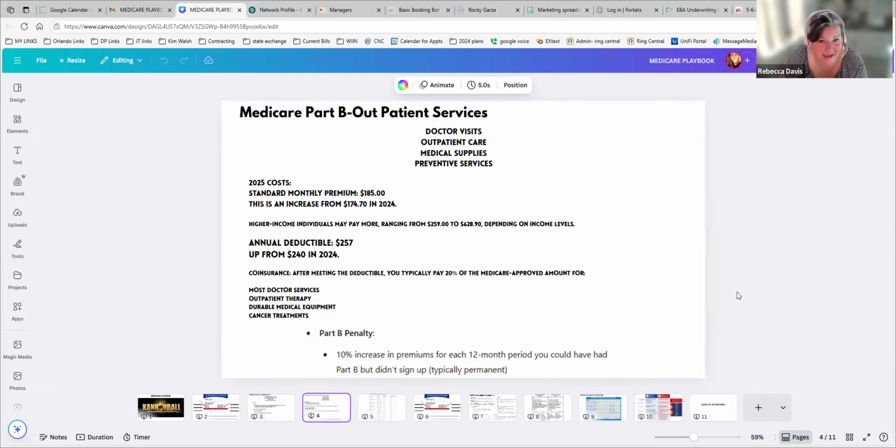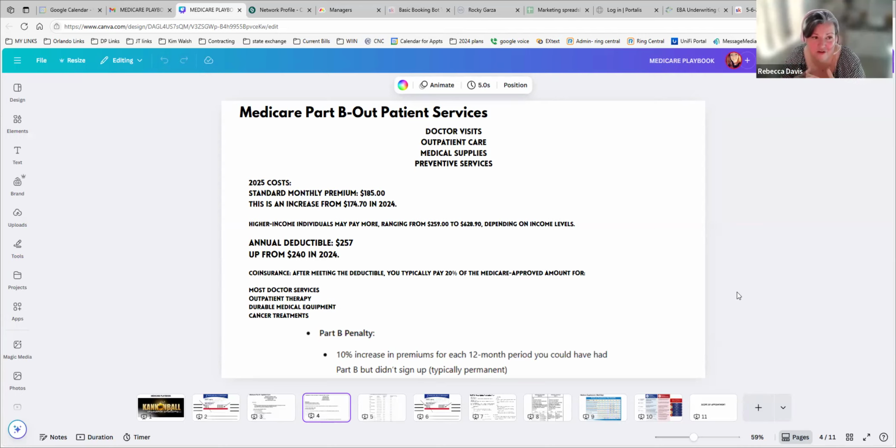Now, Part B is for kind of like everything else. It's for most of your outpatient stuff. So doctor visits, specialist visits, durable medical equipment and supplies, preventative services, cancer coverage. So like when you're getting chemotherapy and things like that, that's generally done in an outpatient setting. So that all goes under your Part B. Dialysis goes under Part B because it's generally done in an outpatient setting.